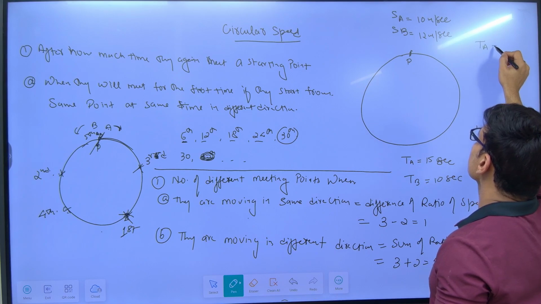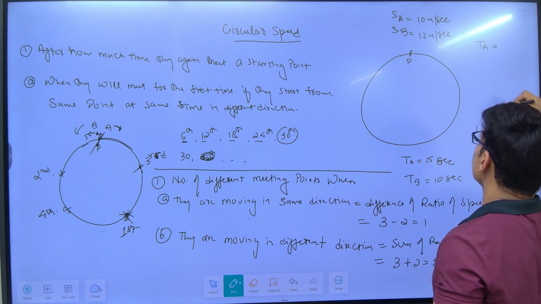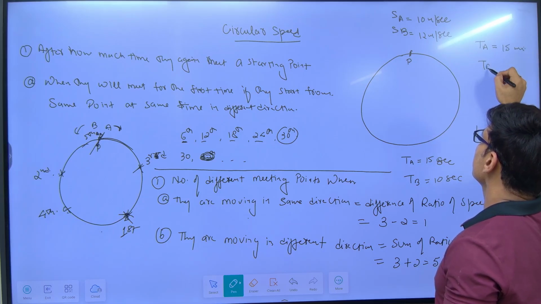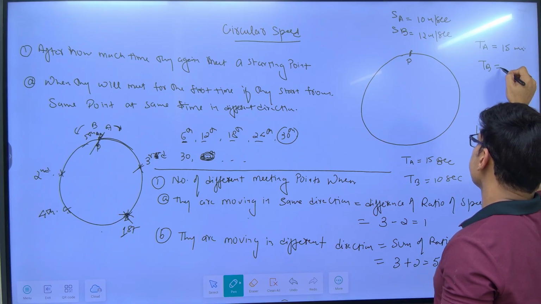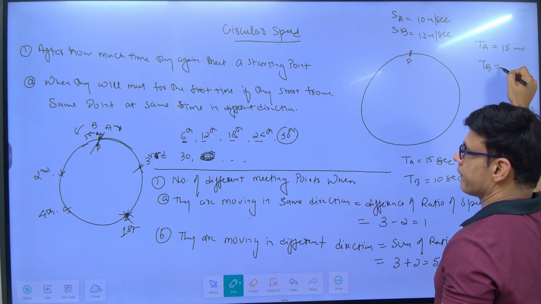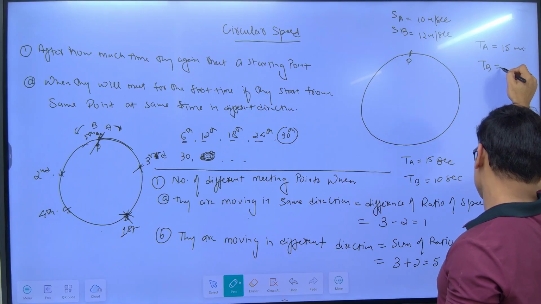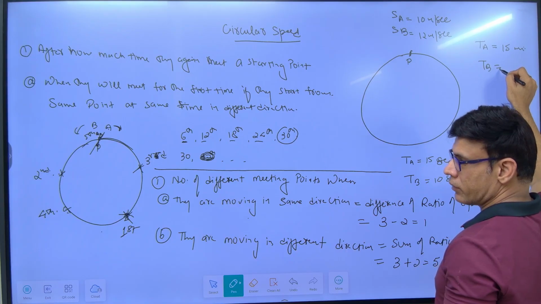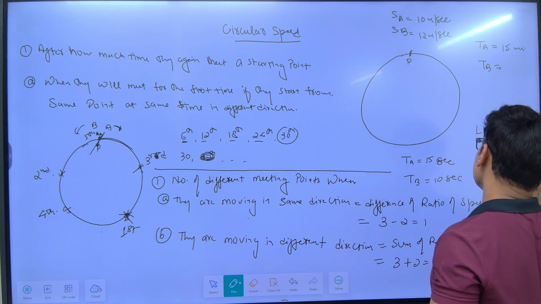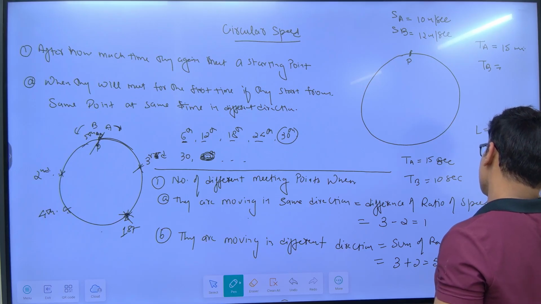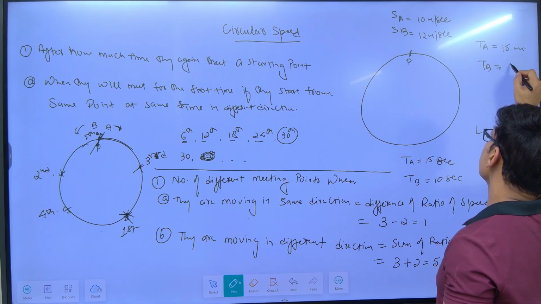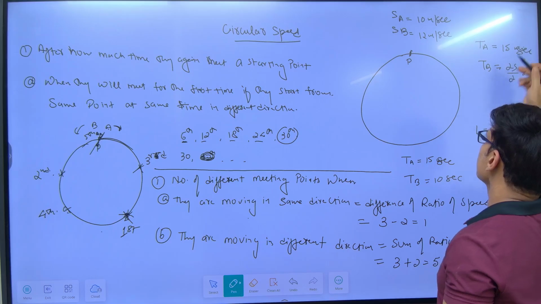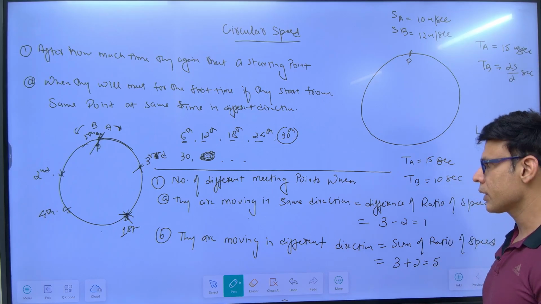Time taken by A is what? 150 by 10. How much? 15 minutes. And time taken by B will be what? 150 by 12. What is 150 by 12? Cancel by 3, 3 4s are 12. 50 by 4, so 25 by 2, which is 12.5. You can calculate it as a fraction.